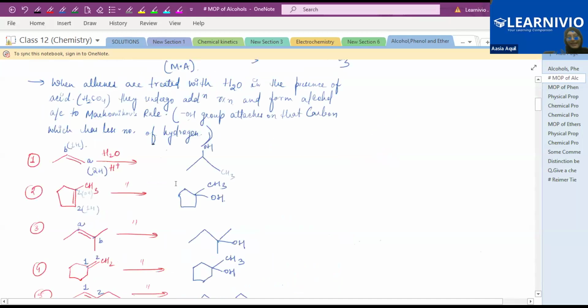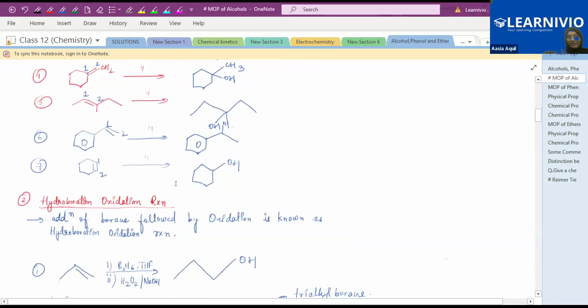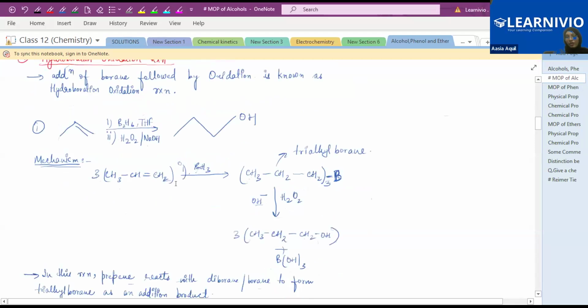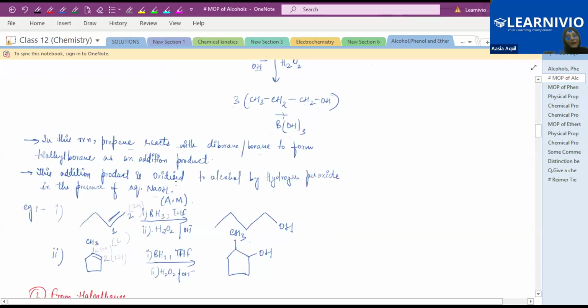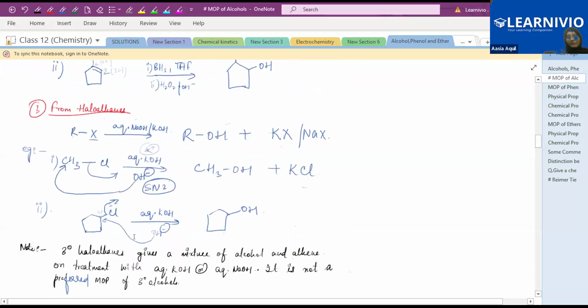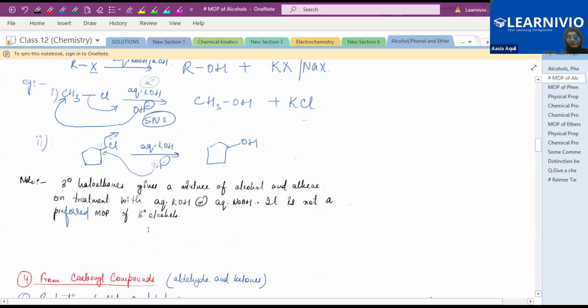Second was hydroboration oxidation. Hydroboration oxidation is the addition of borane followed by the oxidation. And in hydroboration oxidation, we follow the anti-Markovnikov addition. Third one, we have discussed from the haloalkanes. From the haloalkanes, we can prepare the alcohol by a nucleophilic substitution reaction. By nucleophilic substitution reaction, you can prepare the corresponding alcohol from a haloalkane.